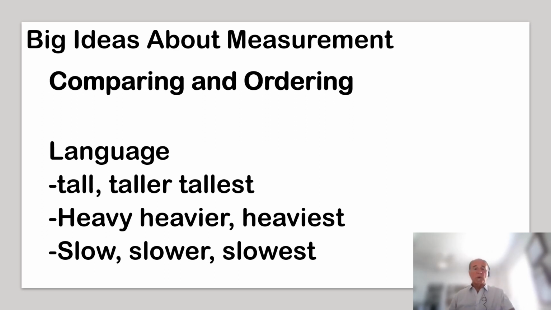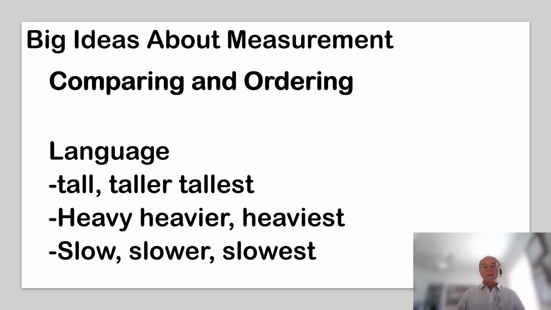Now, comparing and ordering, we've also got the language. So here's the language of mathematics coming into it, the literacy of mathematics, if you like. And we've got this comparative language that we can use in our literacy classes, but it's also language that we need to talk and to teach about in the classroom. So for us, tall, taller, tallest, heavy, heavier, heaviest, and slow, slower, slowest. That's the language of comparison that we can use to support the kids.